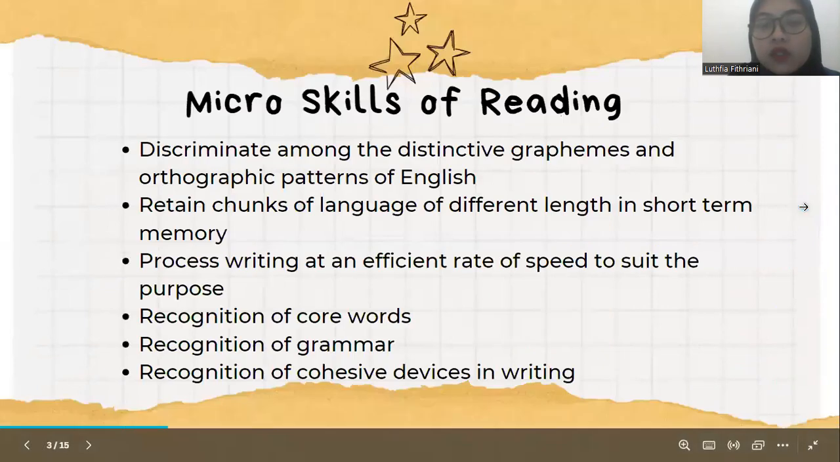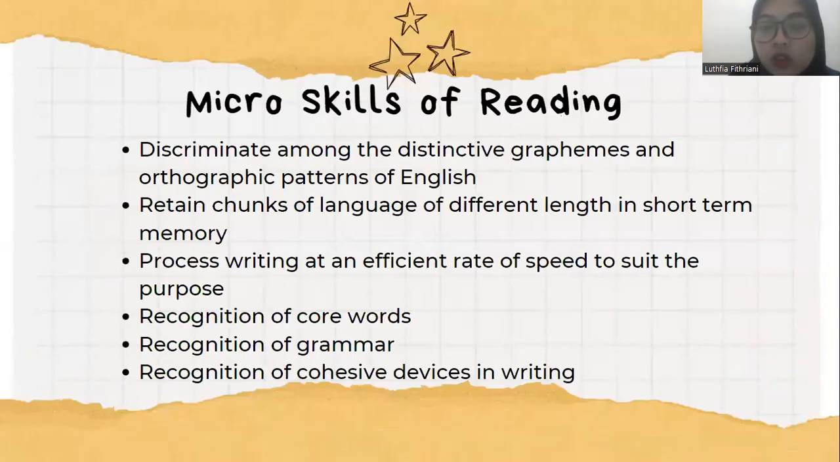Now we will move to the micro and macro skills of reading. First, we will take a look at micro skills of reading. Micro skills of reading include discriminating among the distinctive graphemes and orthographic patterns of English, retaining chunks of language of different length in short-term memory, processing writing at an efficient rate of speed to suit the purpose, recognition of core words, recognition of grammar, and recognition of cohesive devices in writing.